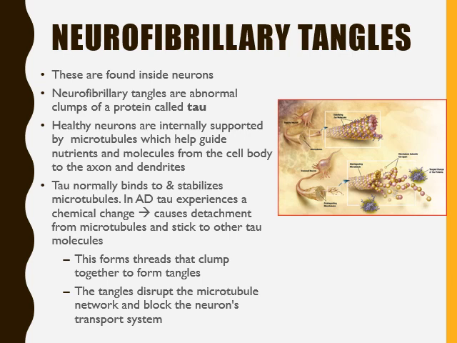Okay, so tau, you can see, normally binds and stabilizes microtubules. However, in Alzheimer's disease, there's a chemical process that happens, and it causes detachment from those microtubules, and so therefore it sticks to other microtubules, and that's what causes those tangles, quote unquote, that you see in here. So basically, again, we've interfered with the normal process, so things are broken off sooner than they were supposed to, and therefore we run into this problem.